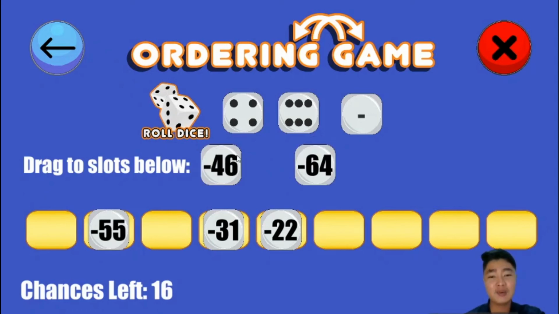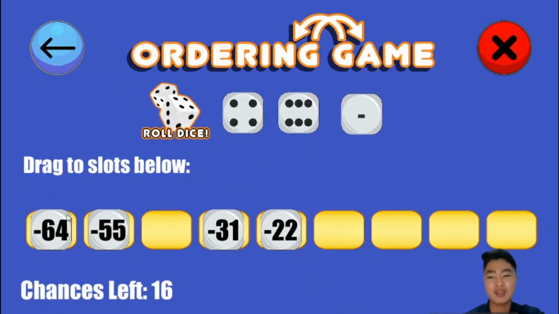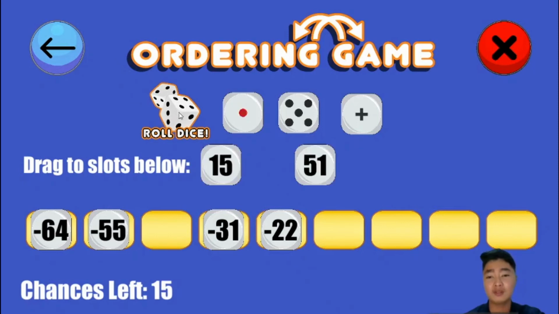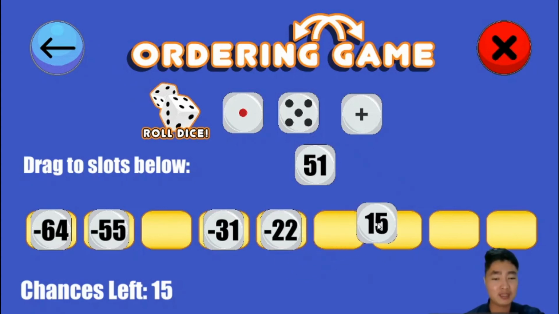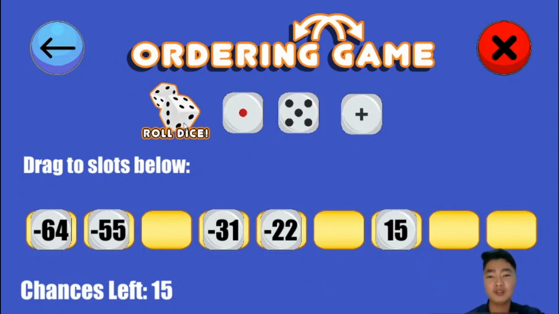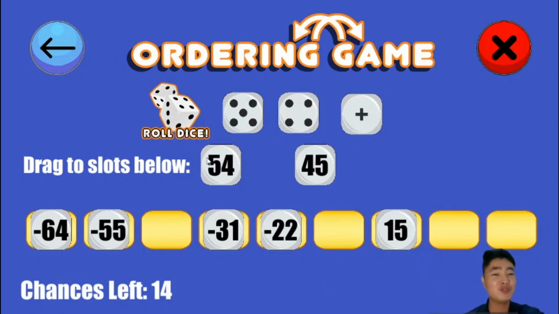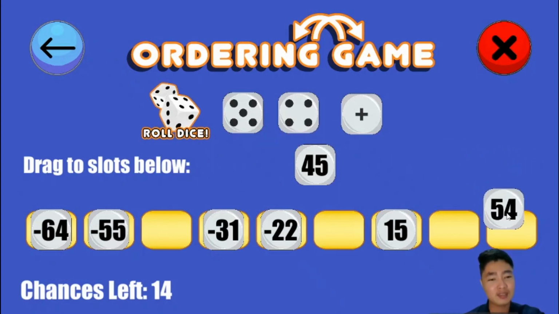Now, for this case, we have negative 46 and negative 64. For me, I want to secure the last spot on the leftmost part, so I'll go ahead and select negative 64 and place it here. Alright, let me try one more roll. It's positive 15 and positive 51. If I select 15, I'll place it on the right side of negative 22 since this is higher than negative 22. So I'll place it somewhere around here. One more roll, and we have positive 54 and positive 45. I'll try to select positive 54 and place it on the last part.